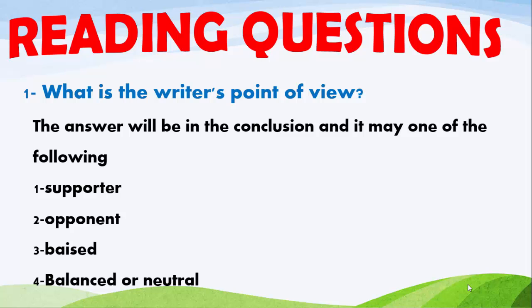I mean, opponent when the writer sticks to the disadvantages, and he mentions different reasons and justifications to justify his point of view. And biased means the writer is likely to be a supporter, but because of some drawbacks, he cannot be completely a supporter. Balanced or neutral means he is in the middle. This is the first question.